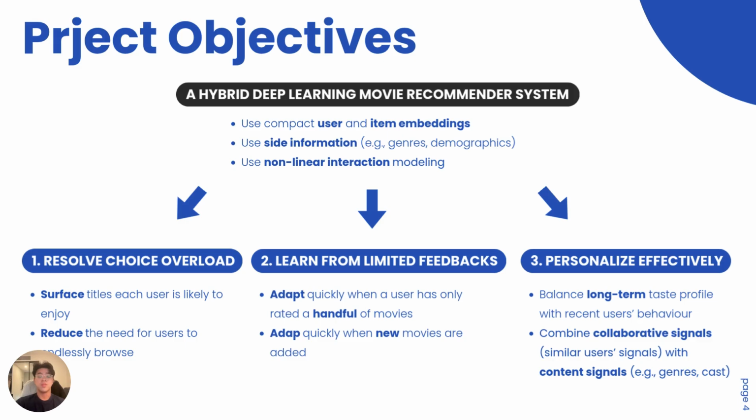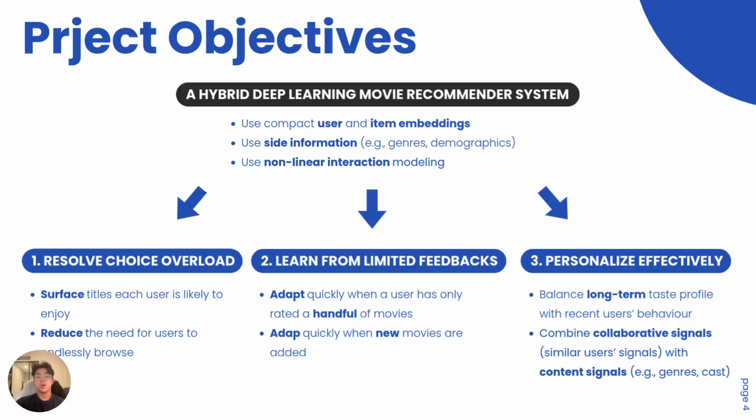So our objective is to build a hybrid deep learning movie recommender system which uses compact user and item embeddings and also uses side information such as genres and demographics. It also uses nonlinear interaction modeling. With this model, we hope we can resolve choice overload, surface titles each user will actually enjoy, and reduce the time they spend endlessly browsing.